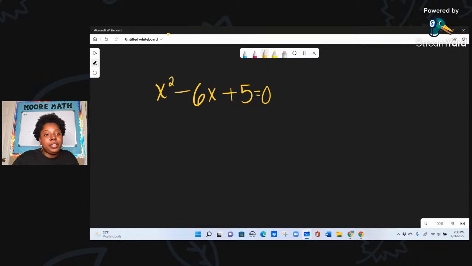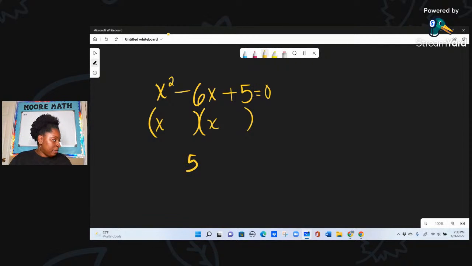So to factor this, we split the x squared. Here's how we factor. One will have an x, the other will have an x. And then we take the number 5. This is the number you're going to multiply. So you're going to take two numbers that multiply to give you a positive 5. What are your factors of 5? What two numbers can I multiply that will give you 5?